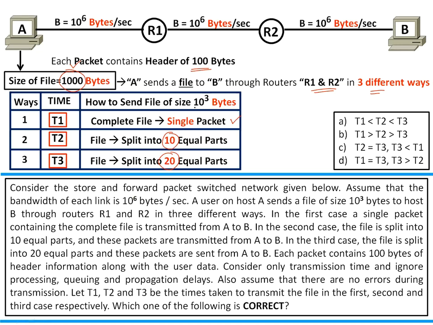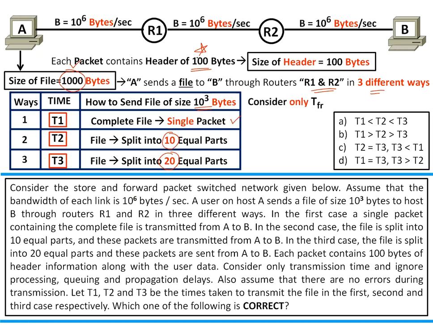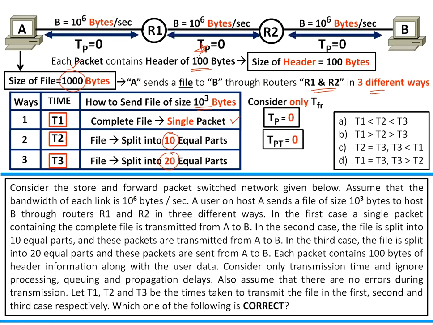So it is a file of data 10 power 3 bytes. To each packet, you have to add the header of 100 bytes. Consider only TFR. TP will be 0. TPT will be 0. TQT will be 0. Only TFRs they are asking you to consider. So only TFRs you have to calculate.